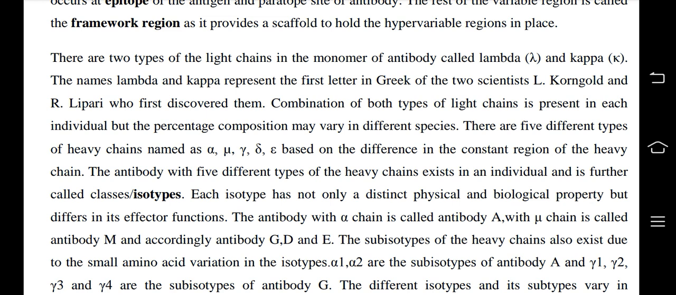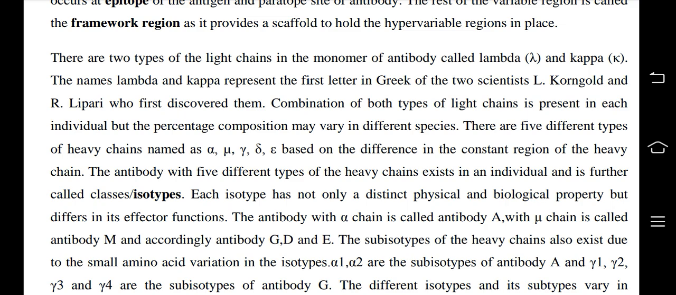The antibody with 5 different types of heavy chains exists in an individual and is thus further called classes or isotypes. Each isotype has not only a distinct physical and biological property but differs in its effector functions. The antibody with alpha chain is called antibody A, with mu chain is called antibody M, and accordingly antibody G, D and E.